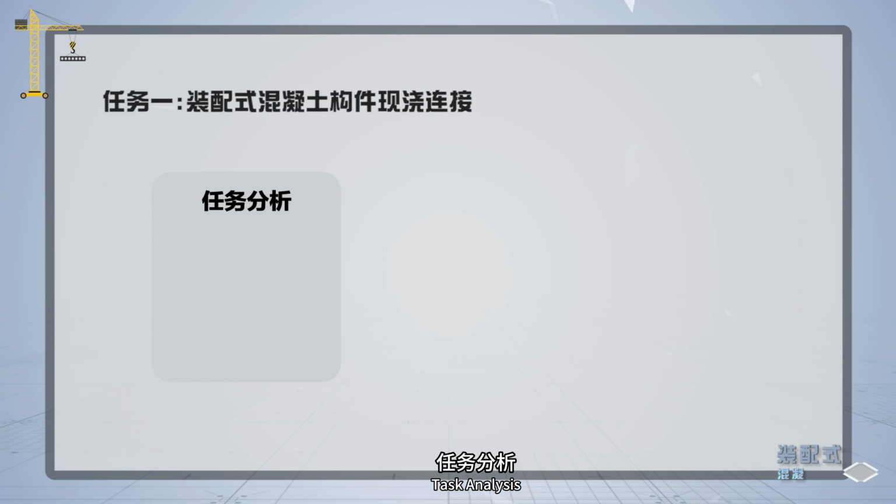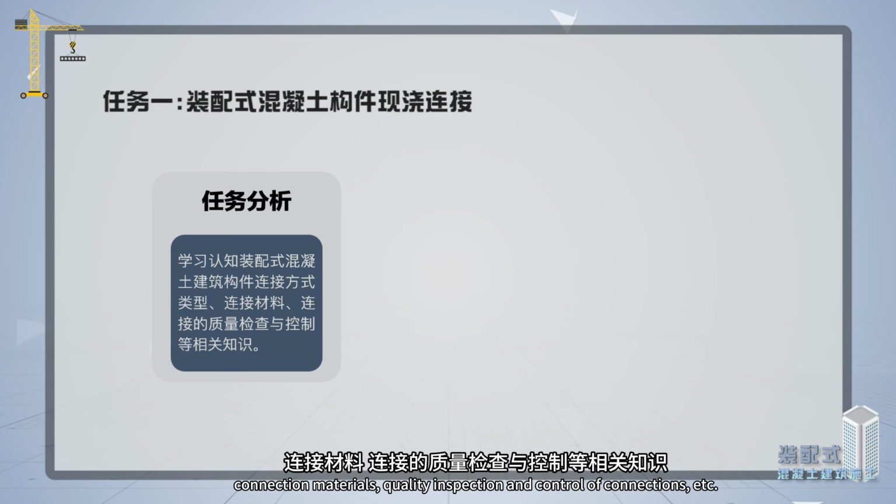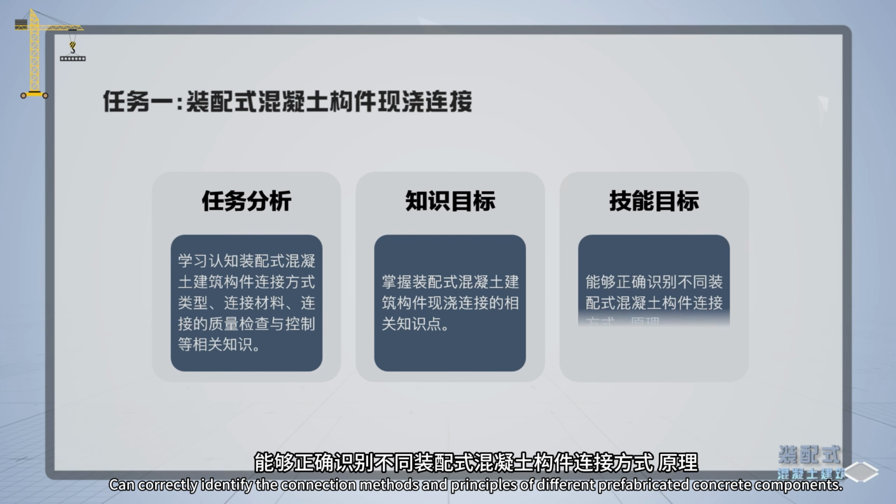Task analysis. Learn to recognize the types of connection methods of prefabricated concrete building components, connection materials, quality inspection, and control of connections, etc. Master the relevant knowledge points of cast-in-place connection of fabricated concrete building components. Be able to correctly identify the connection methods and principles of different prefabricated concrete components.